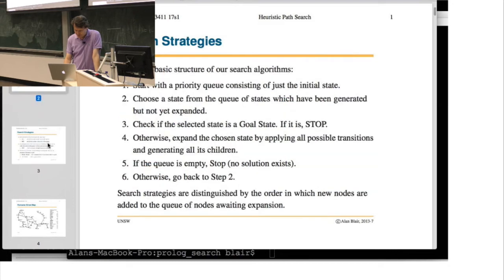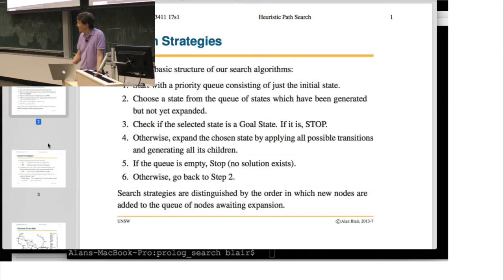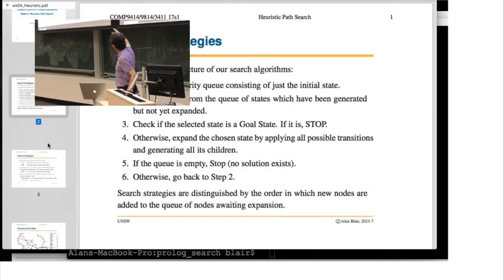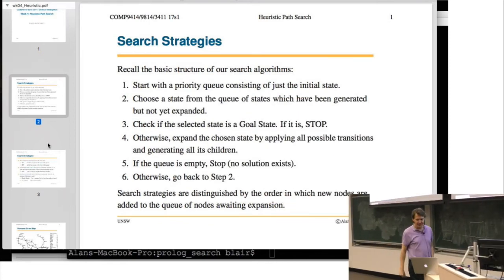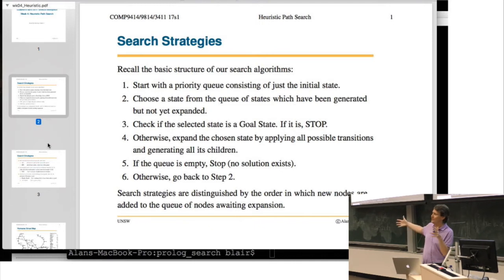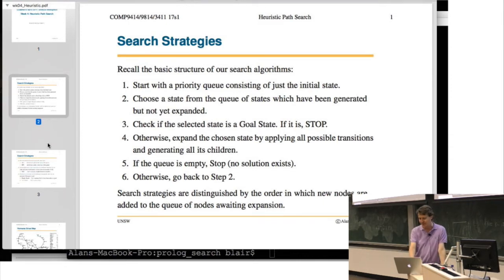Okay, so just to get the overview, this is the same slide from last time. This is the general structure of all of these search algorithms. As I mentioned, we have this queue of nodes waiting to be expanded, and the only difference between these algorithms is the order in which they choose those nodes.